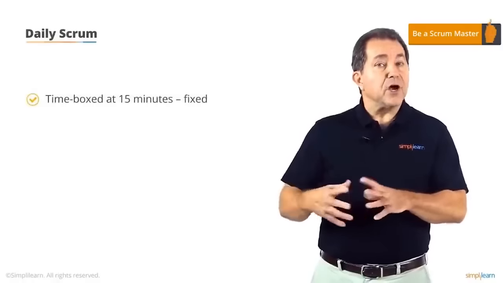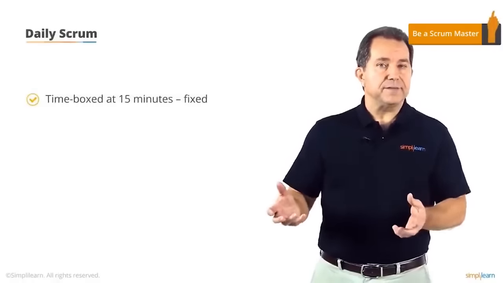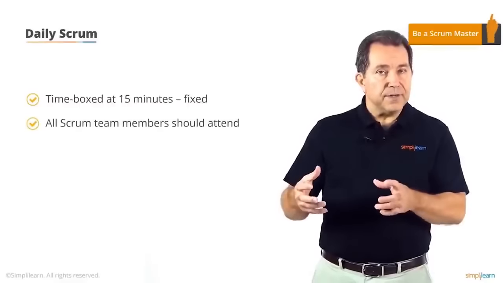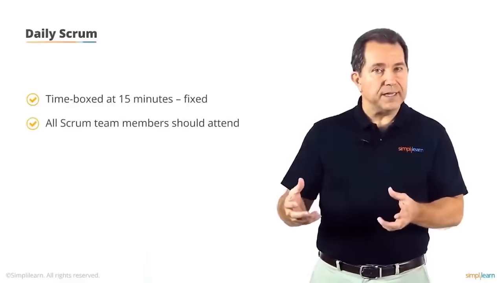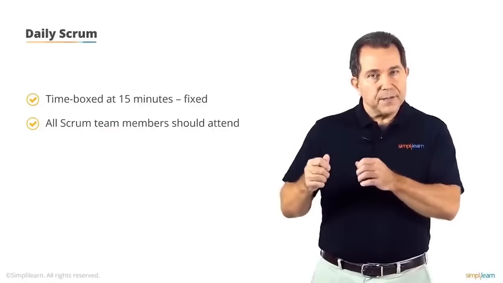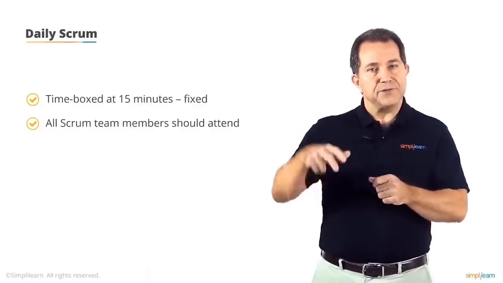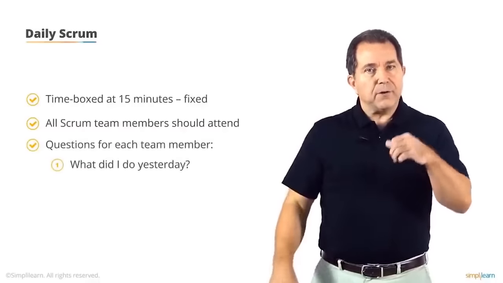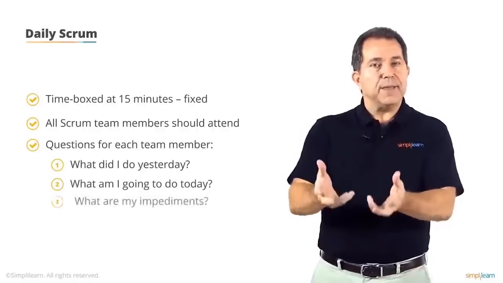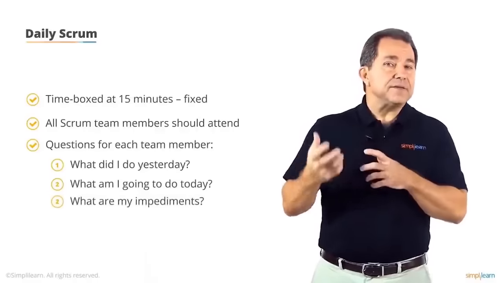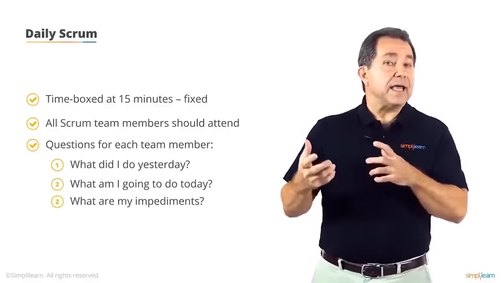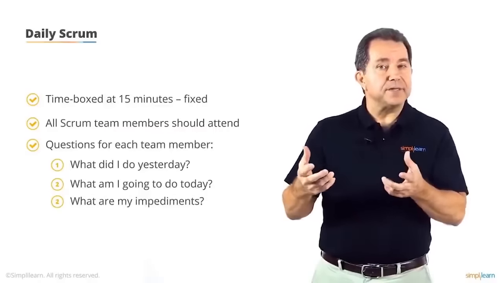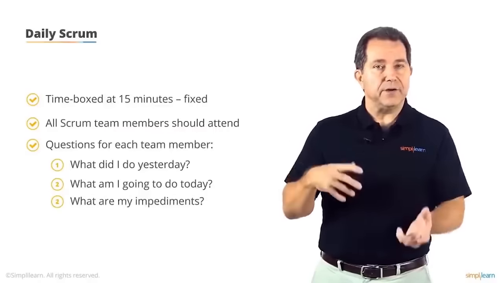Then there's the daily Scrum. The time box for the daily Scrum is 15 minutes, regardless of the duration of the sprint length. The entire Scrum team, including all roles, should attend the daily Scrum. Each development team member individually answers three questions: what did I do yesterday? What am I going to do today? And what are my impediments? This is how the team members coordinate their work, and the Scrum Master learns of the impediments he or she should take care of.